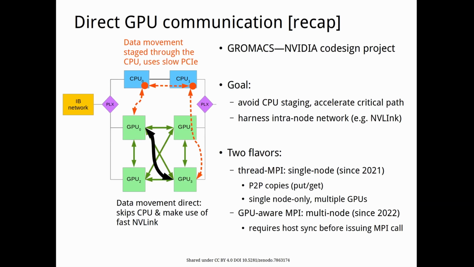Another very important key feature that we designed and developed in our NVIDIA co-design project was the direct GPU communication, which was introduced first in 2021 for thread MPI and later in 2022 for GPU over MPI for multi-node simulations, which makes use of internal networks like NVLink and allows avoiding staging data through the CPU. As shown in the red, data could go through the CPU to communicate between two GPUs, but we want to take the direct path shown by the black arrow.